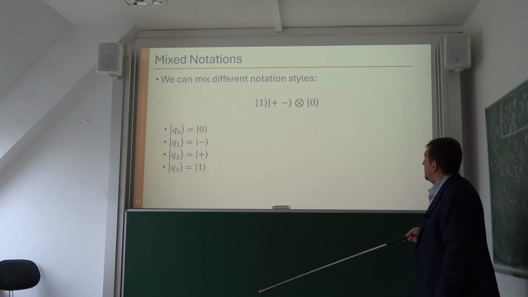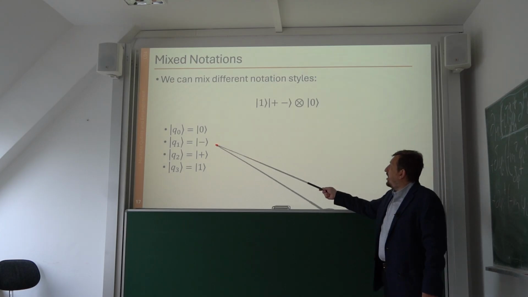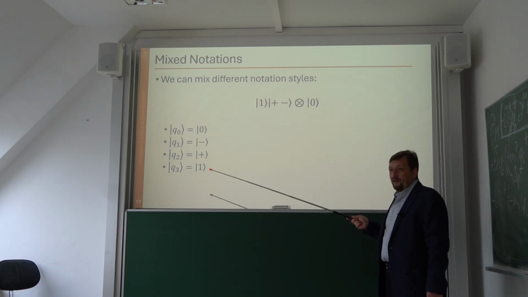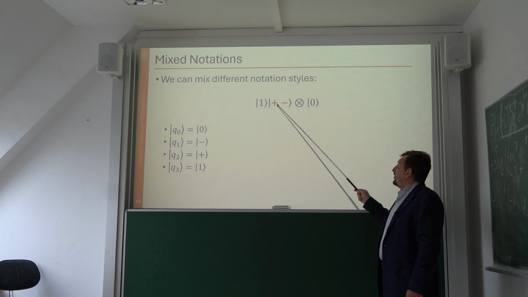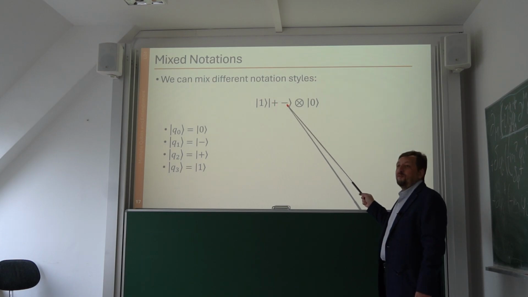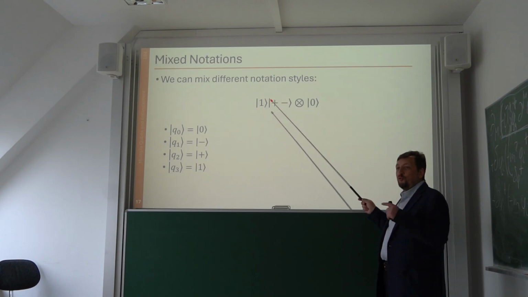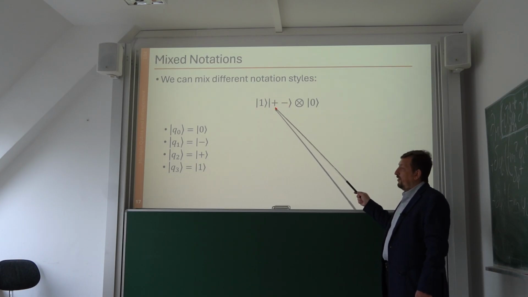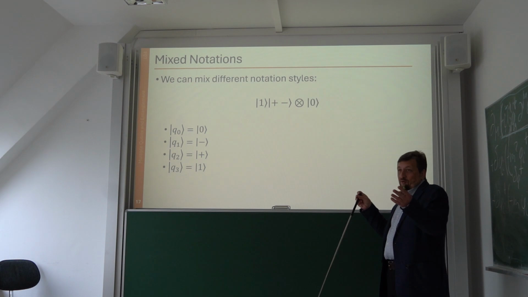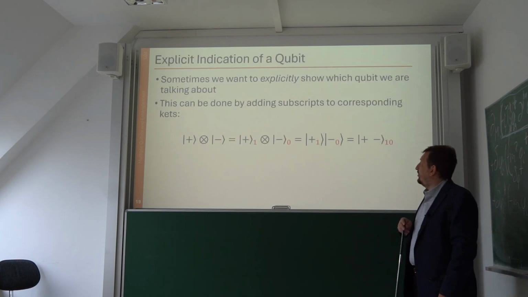Say, for example, if I have state minus and state 1, I cannot write minus and 1 together, because then it will not be clear whether it's 2 qubits, one in state 1 and one in state minus, or just 1 qubit in state minus.